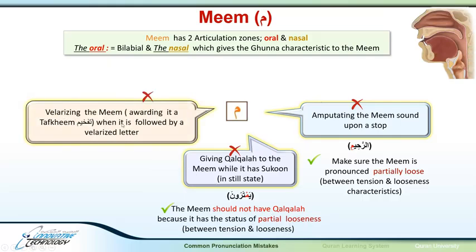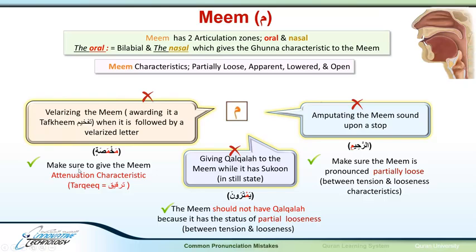The third mistake is velarizing the meme, which means awarding it a tafkhim when it is followed by a velarized letter. An example of that is this. Makhmasa. Kha and Sad are velarized letters, حروف مفخمة. So subconsciously the person tends to also add tafkhim, velarization, for the meme preceding the kha, or the meme preceding the sad. And it's wrong to do that. The right way of pronouncing it is like this. Makhmasa, but not the velarized one. So make sure to give the meme the attenuation characteristic, the tarqiq, that should be given to this letter.